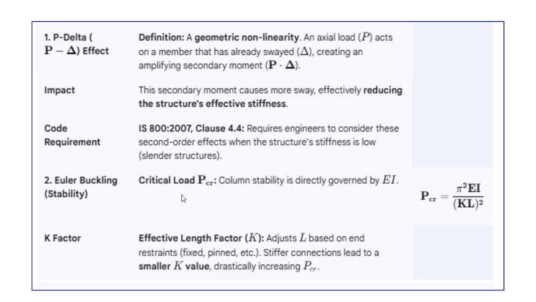Euler's buckling stability, critical load P: column stability is directly governed by EI. So we already know that P critical load is equal to pi square EI by KL square. K factor, the effective length factor K, adjusts L based on end restraints. Fixed, pinned and stiffer connections lead to a smaller K value, drastically increasing the P critical. That means the critical load taken by the column.